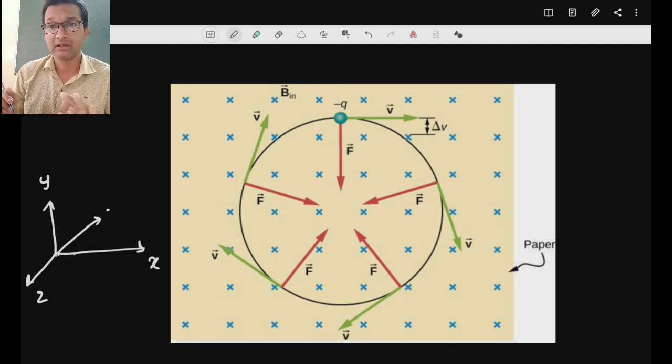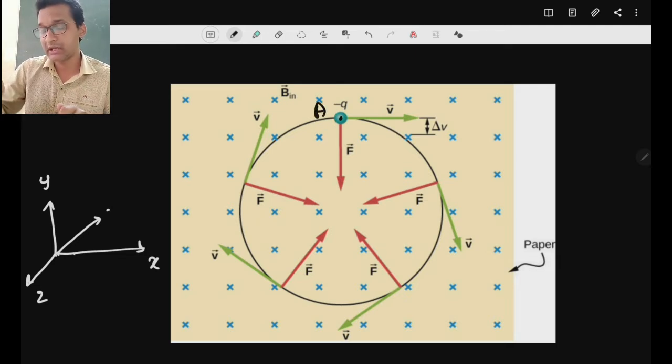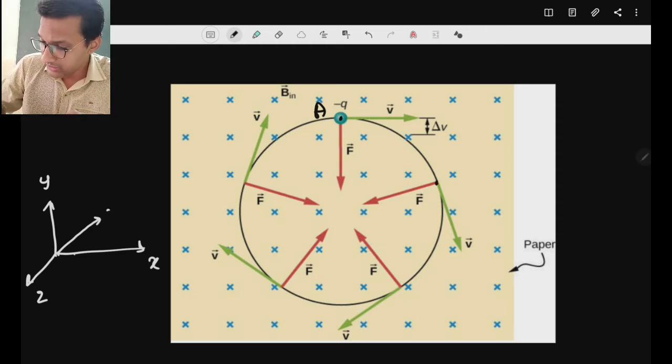Now if a particle enters such a magnetic field at an angle of 90 degrees, then what is going to happen is at every point, let us say the particle enters somewhere here, at this point, let us say the point is A. The magnetic force is going to be perpendicular to this velocity, and because it is perpendicular, the magnitude of the velocity will not be affected, only the direction of the velocity will change. So the particle will start rotating.